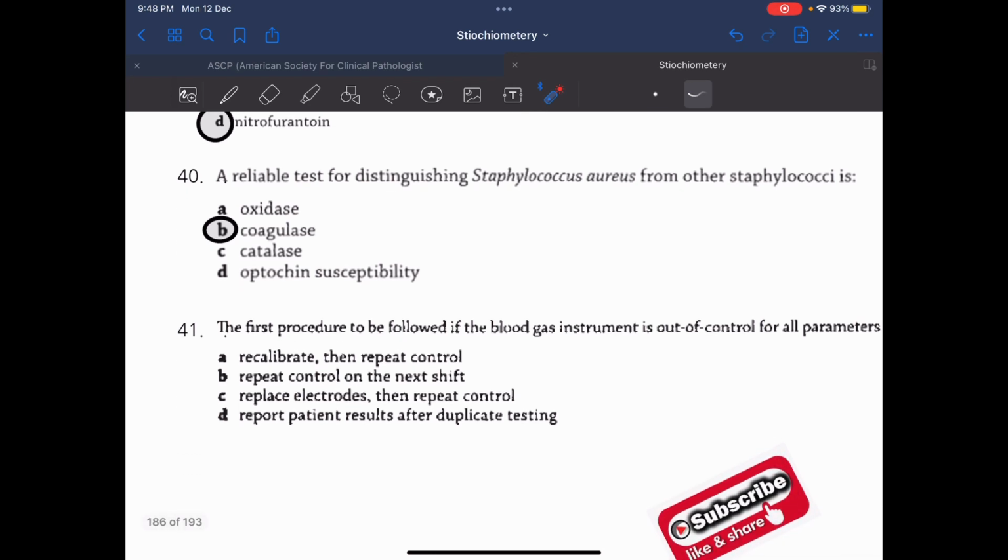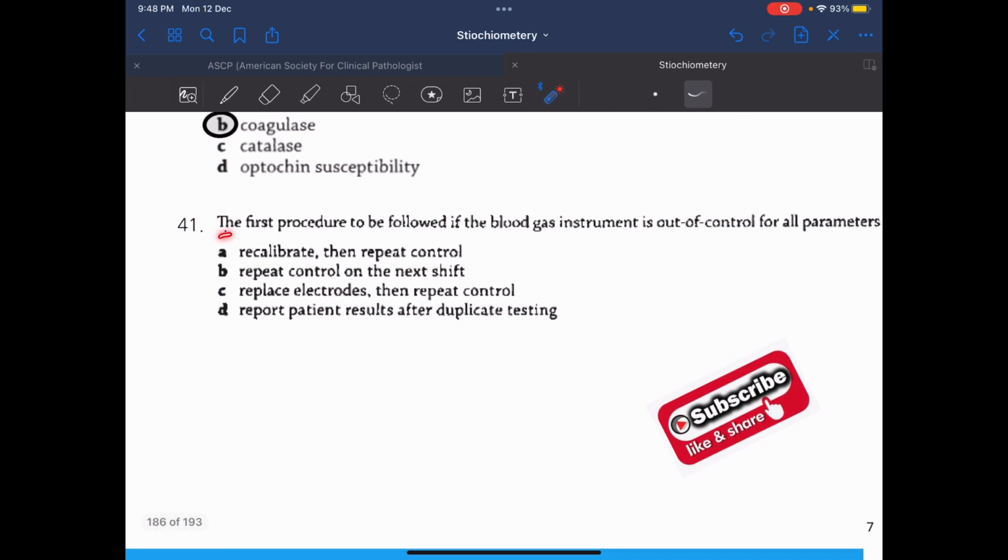Question 41. The first procedure to be followed if the blood gas instrument is out of control for all parameters. Recalibrate, then repeat the control. Repeat control on the next shift. Replace electrodes, then repeat control. Report patient result after duplicating the testing. So the correct answer is A. You need to recalibrate, then repeat the control.